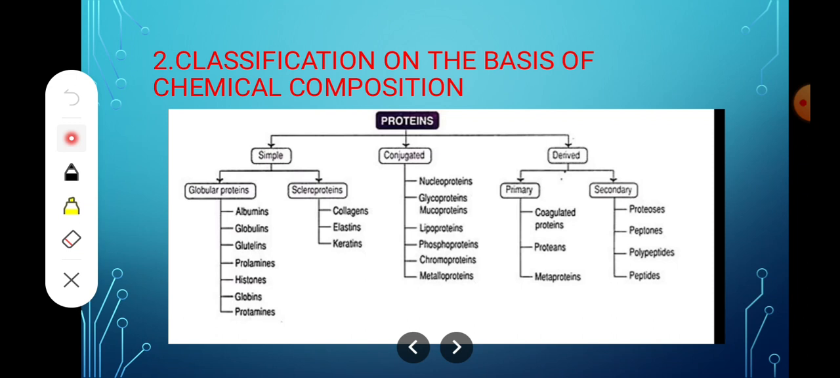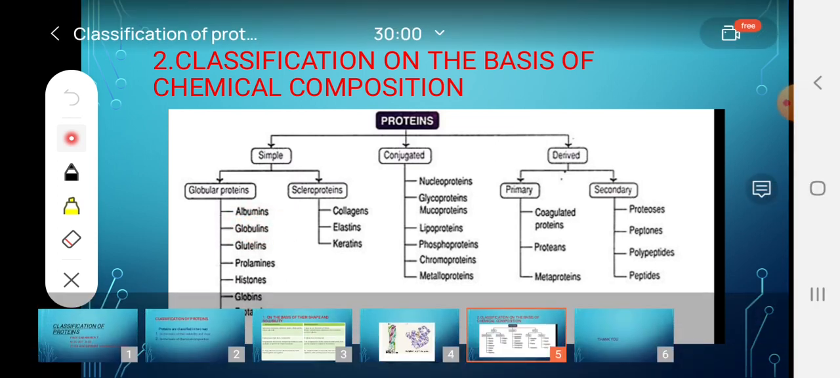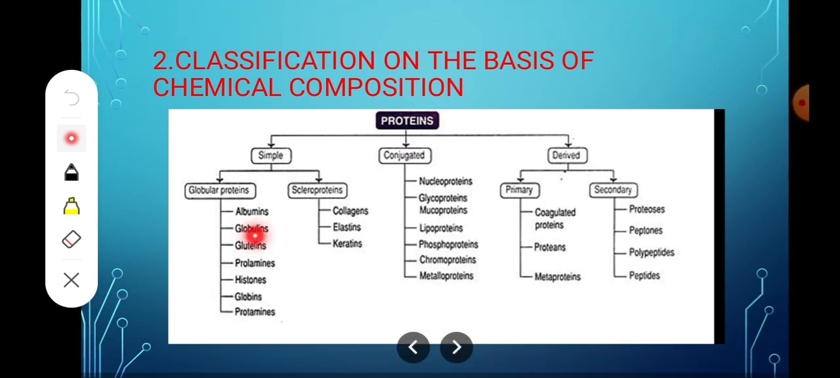In globular proteins, albumins are simple proteins and soluble in water. They are precipitated by saturated ammonium sulfate salt solutions. Examples of albumin proteins are plasma albumin, serum albumin and so on. Then next, globulins. Globulins are also simple proteins. They are insoluble in water but soluble in dilute solutions of neutral salt. Examples of globulins are plasma globulins, serum globulin, myosin in muscles, and so on.